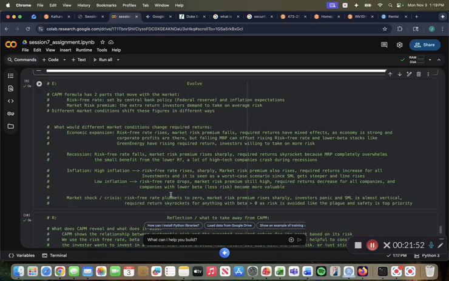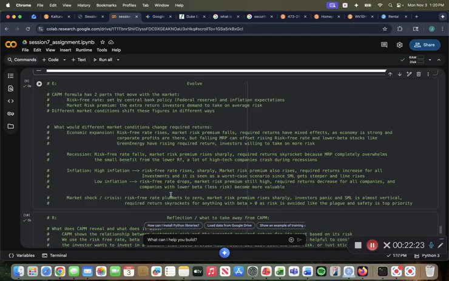And this causes a lot of high-tech companies to crash because they aren't really getting those cash flows, because investors are not really willing to take on as much risk like they would be in an economic expansion. And then for inflation, with high inflation, this causes required returns to increase for all investments. And it's not a great scenario because this causes the SML curve to get steeper and the line to rise.